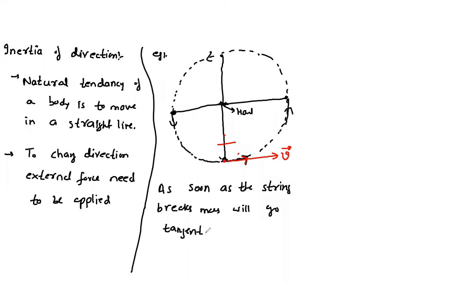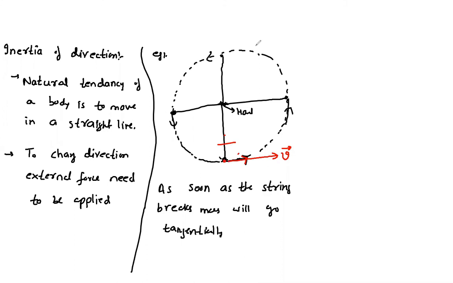Because its natural tendency was to move in a straight line. To move it on a circular track, I was applying some force through my hand. So once the string breaks, that force withdraws and it can't move on the circular track, so it moves in a straight line. So this was an example of inertia of direction.